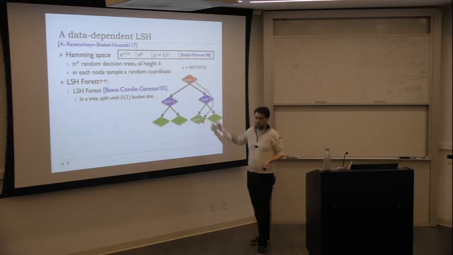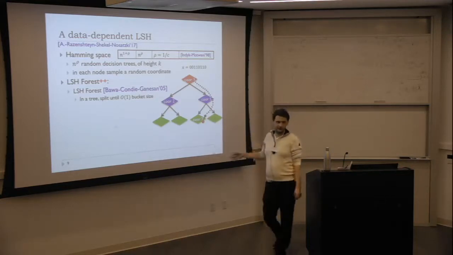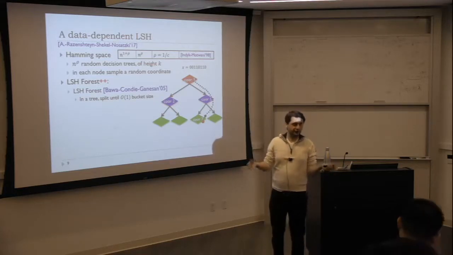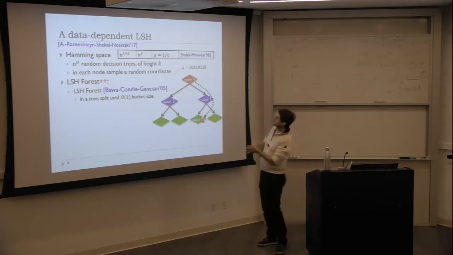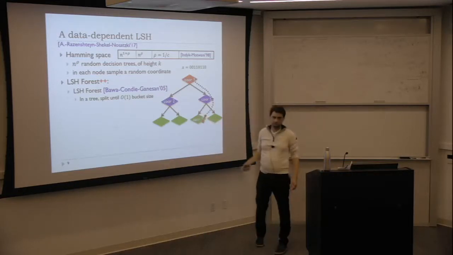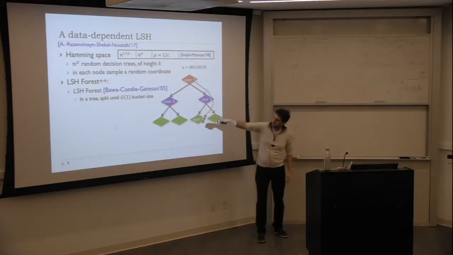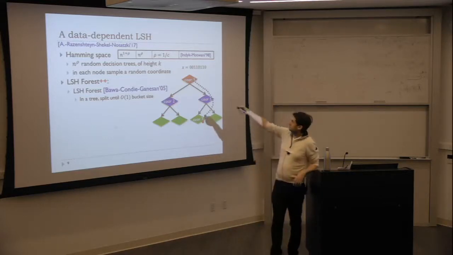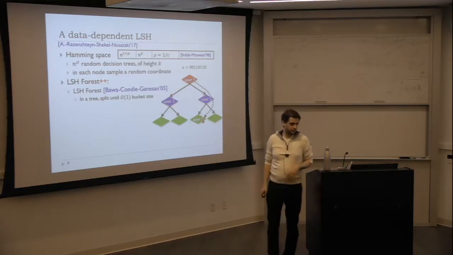And again, for each node, we pick a random coordinate. This feels a little bit like data dependent already because we split buckets further if we have many data set points. It turns out that this algorithm still does not improve over the previous algorithm. If you take a bad case for LSH, this LSH forest algorithm that splits until the bucket sizes are constant will still give rho, which is 1 over c. Namely, the number of trees that we need to take will be n to the power rho.